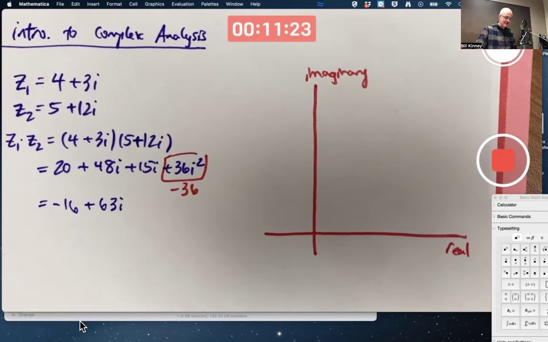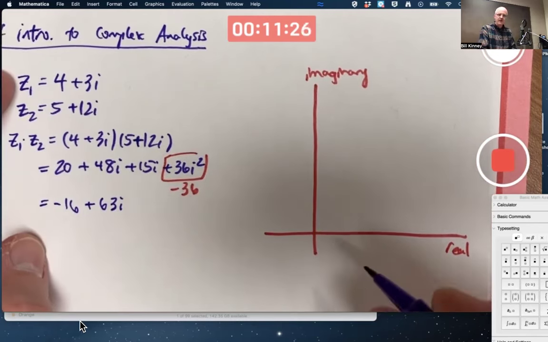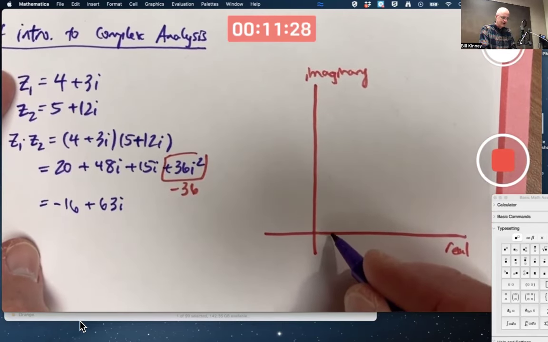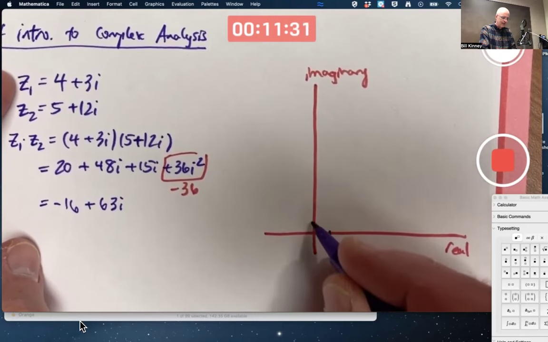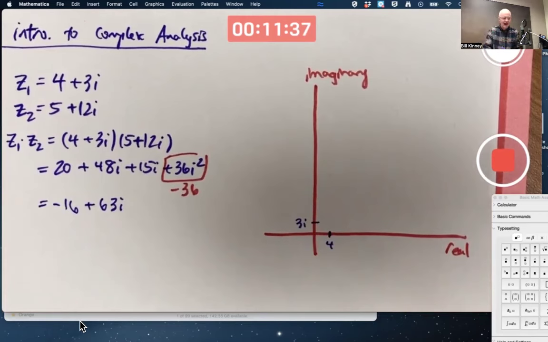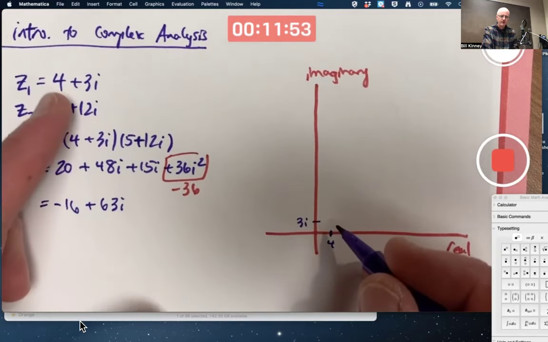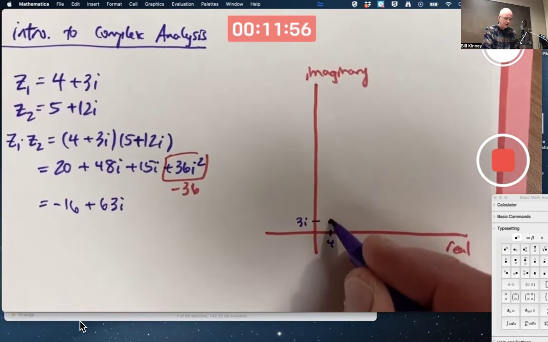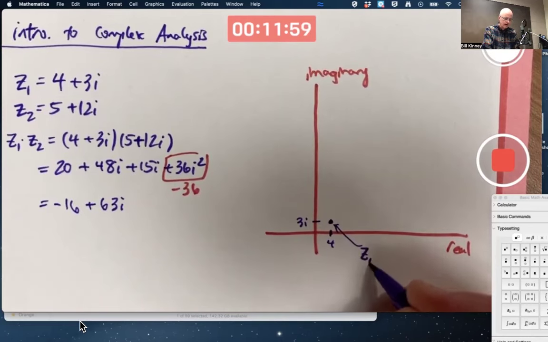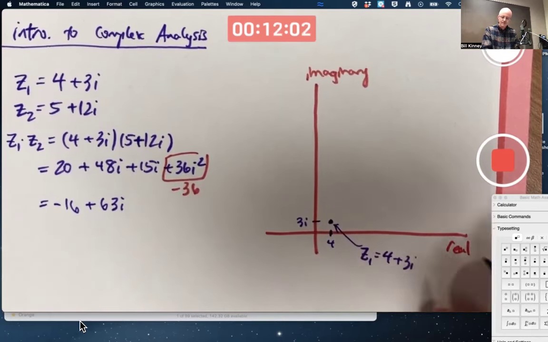How do you graph these things? Z1 is 4 plus 3i. Let's pretend 4 is right there and 3i is right here. I could label that with just a 3 and just remember that it's along the imaginary axis. But it also does happen to be where you would plot the complex number 3i. 0 plus 3i would be that point on the imaginary axis. But we're after this point, 4 plus 3i, it would be right there. There's Z1 equals 4 plus 3i.